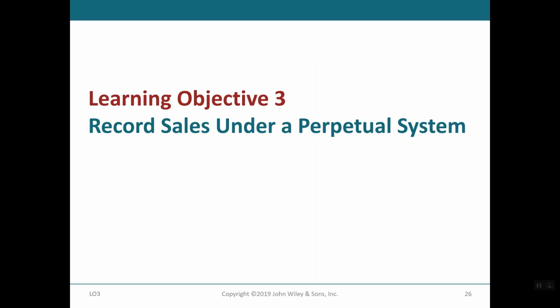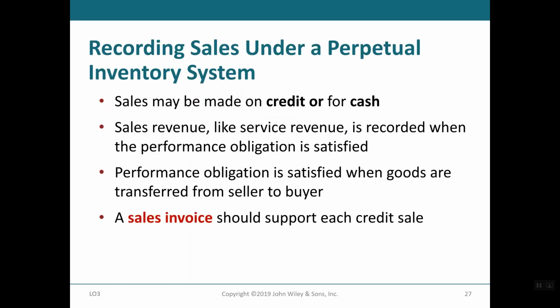Learning objective 3, recording sales under a perpetual system. So now we're going to be looking at the company that is selling. Under a perpetual inventory system, sales may be made on credit or for cash. Sales revenue, like service revenue, is recorded when the performance obligation is satisfied. Performance obligation is satisfied when goods are transferred from the seller to the buyer.